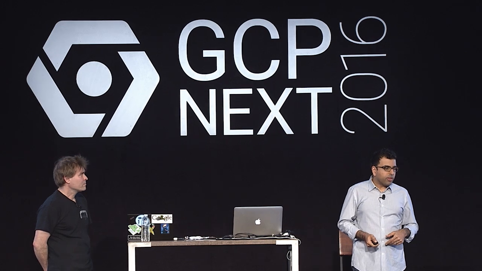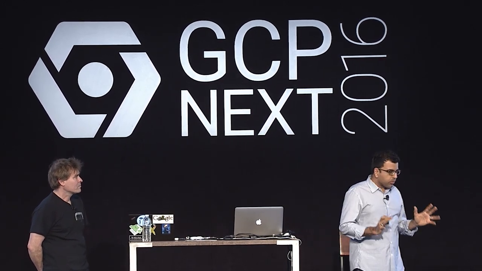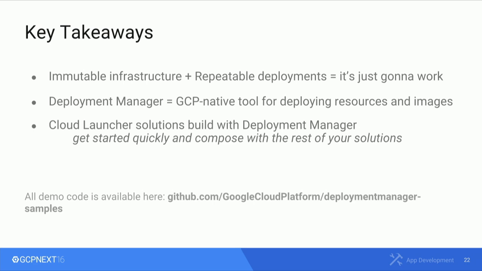All right, so wrapping up this talk, a couple things I want you to take away. First, as we talked about earlier, is this notion of using immutable infrastructure with repeatable deployments is going to increase the chances that it's just going to work, right? You're going to go from having deployments that are snowflakes, things that you can tweak once, may never be able to replicate again, to something that you can stamp out repeatedly. Deployment Manager, as we've seen, is our Google Cloud Platform native tool for implementing that pattern. It can deploy resources and images, whether it's VM images or containers.